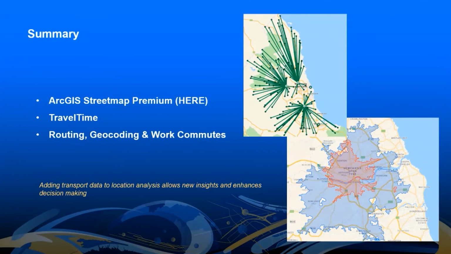In summary, we have seen how an authoritative network dataset and multimodal transport data can enhance the Network Analyst tools already available in the ArcGIS system. We've used these datasets to understand how our people and infrastructure move, analysing location allocation and worker commuter times. Adding transport data to your location analysis gives you more opportunities to get new insights and enhance your decision making.